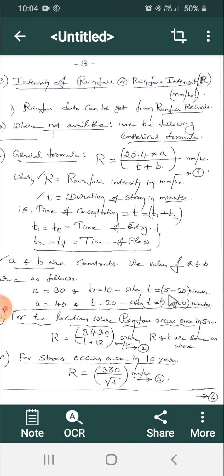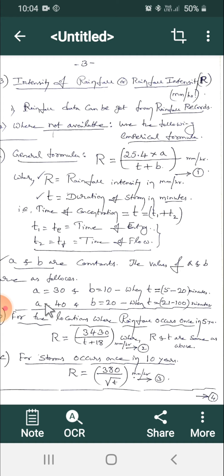When T, the time of concentration, occurs for 5 to 20 minutes, if you get rain up to then, this is in minutes. Then you have to use A equal to 30 and B equal to 10. We are having only 2 lines to remember, only 2 values. It becomes very easy. They will give the time of concentration, whatever the time of concentration arises, and use these values.